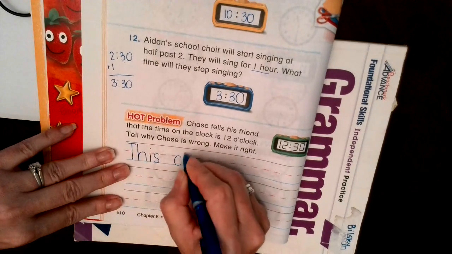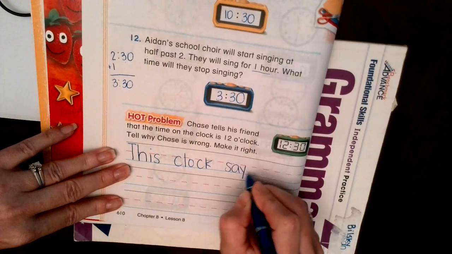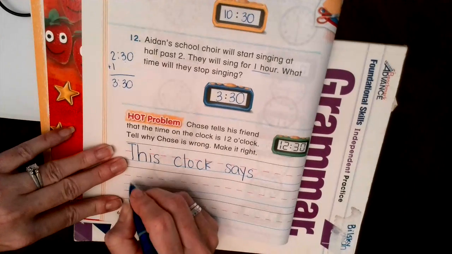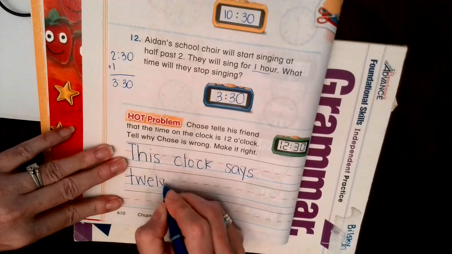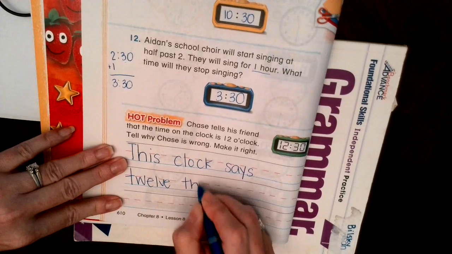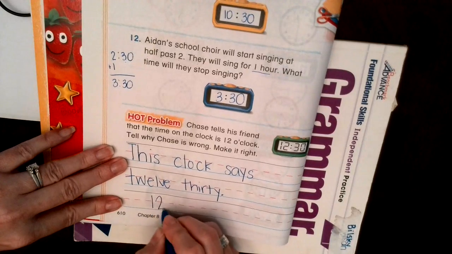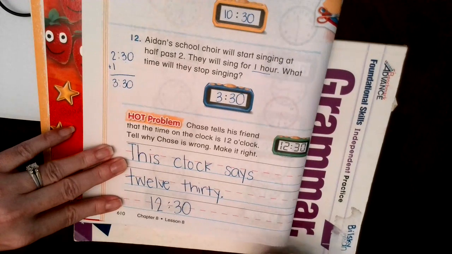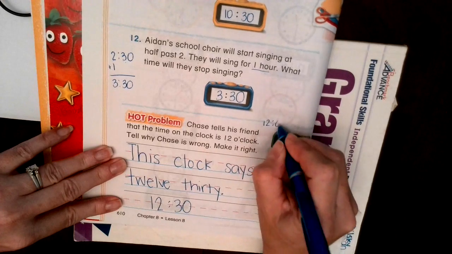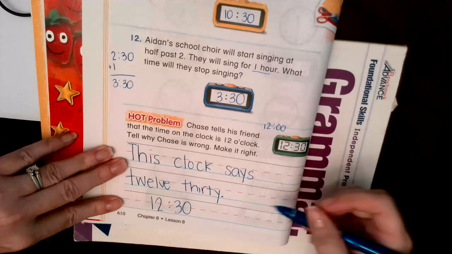this clock says, let's write the words. 12:30. Okay, and then we can write it down here as 12:30. 12 o'clock would look like what? 12:00, right? Okay. You can pause the video so you can get caught up.